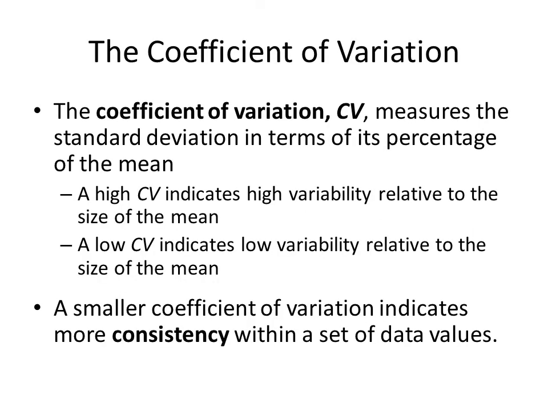Coefficient of variation puts mean and standard deviation in perspective. Coefficient of variation tells us what percentage the standard deviation is of the mean. The higher the percentage the standard deviation is of the mean, the higher the amount of variability that you see in a data set. So a high coefficient of variation shows high variability, whereas a low coefficient of variation shows low variability.